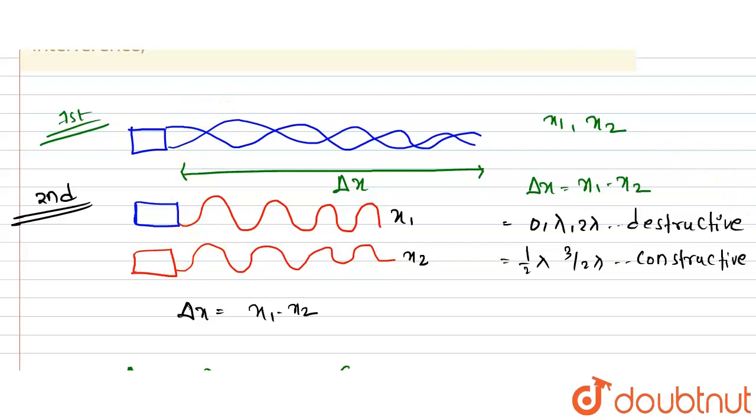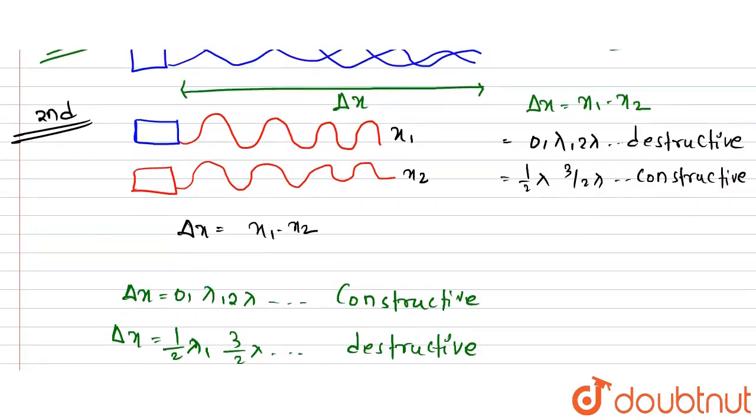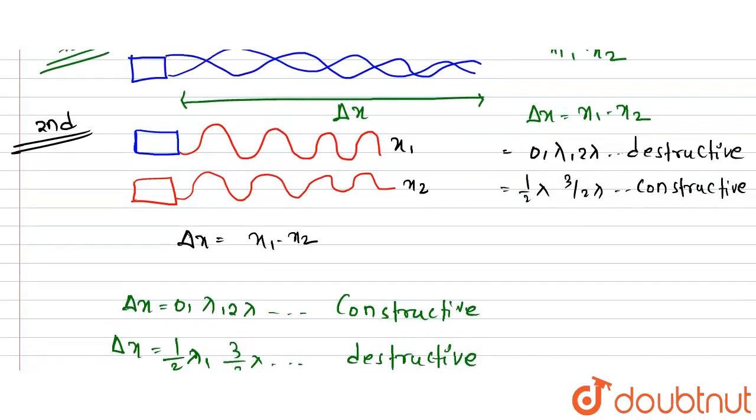But if two waves are generated from two different sources, in this case 0, lambda, 2 lambda as the difference will be constructive, and 1 by 2 lambda, 3 by 2 lambda, 5 by 2 lambda will be destructive for the case when two waves are generated from two different sources. This is constructive and destructive interference of diffracted ray.